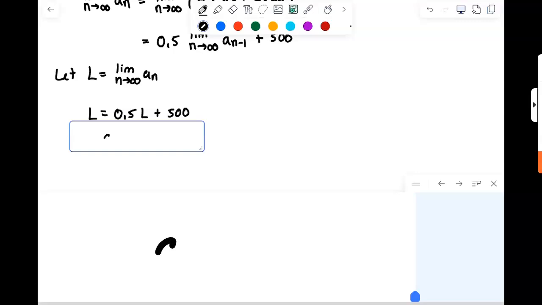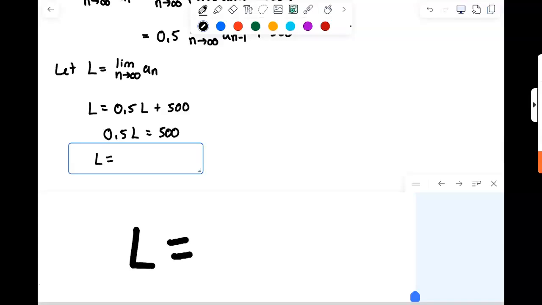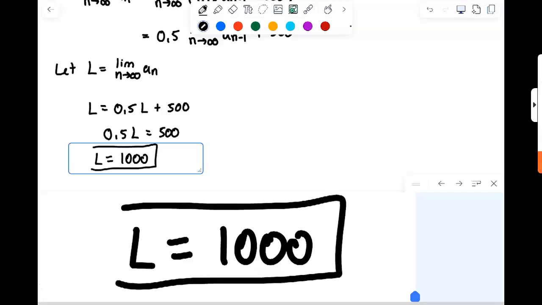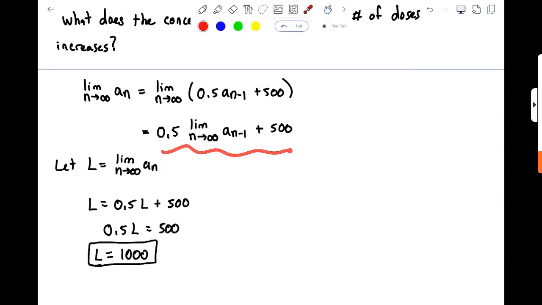So we subtract the 0.5 L over. It gives me 0.5 L equals 500. And so divide by 0.5, and we get that the limiting value for this sequence is 1,000. So we're able to use this little bit of a manipulation here to get what our sequence actually converged to. Even though we didn't have a direct formula for n, we hadn't taken the time to come up with that, we were able to work it out anyway. L equals 1,000.